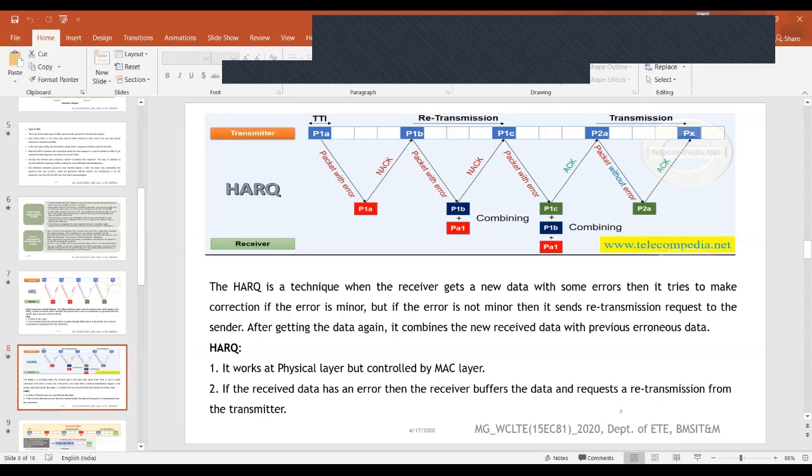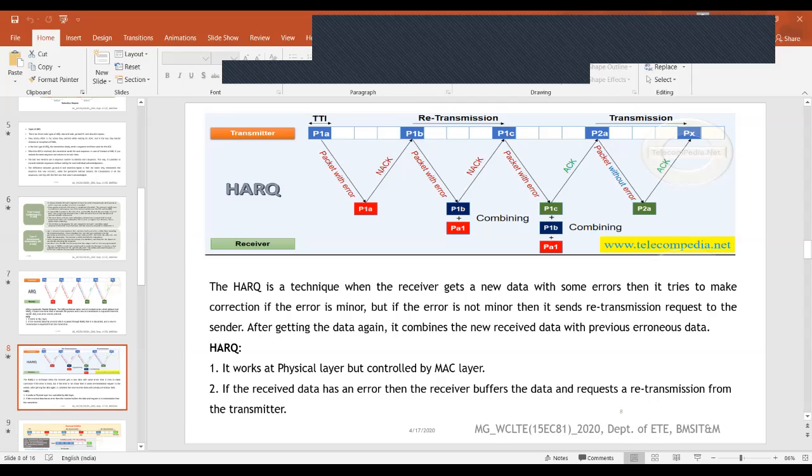So now also it is receiving with error. So what it will do, it will combine with the previous one. See, P1A is the first packet, P1B is the second packet. So it will combine with the previous one. And still it is in error, no? It will send a negative acknowledgement to the transmitter. It will send another packet with some more parity bits, right?